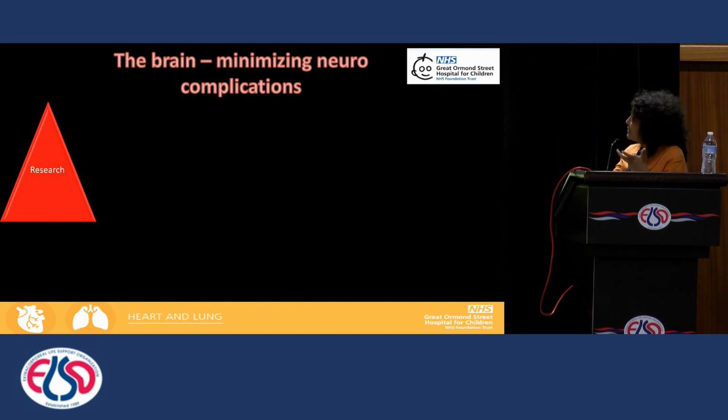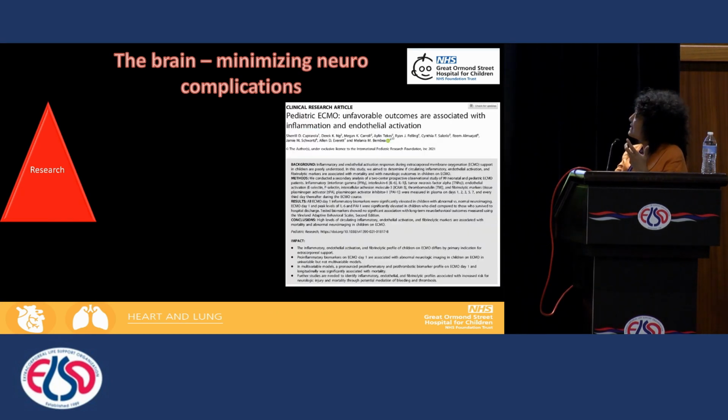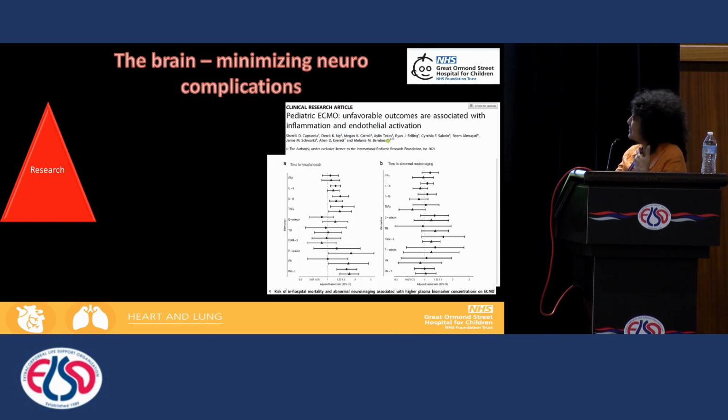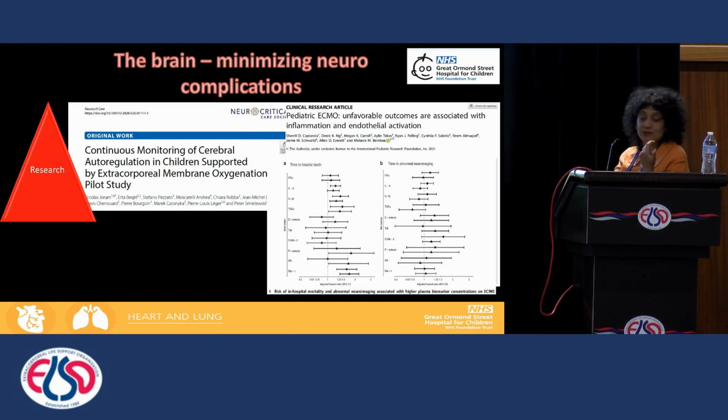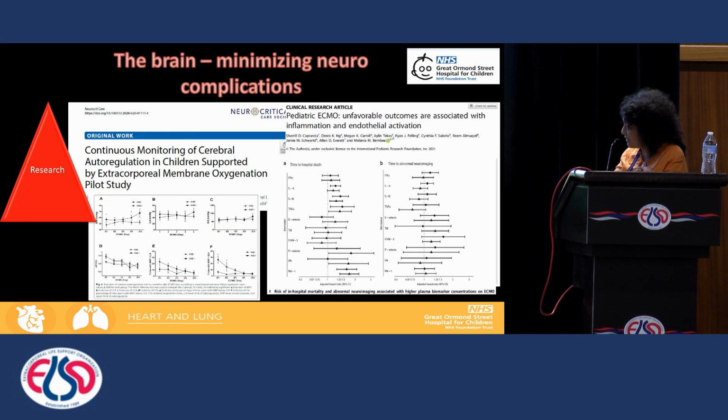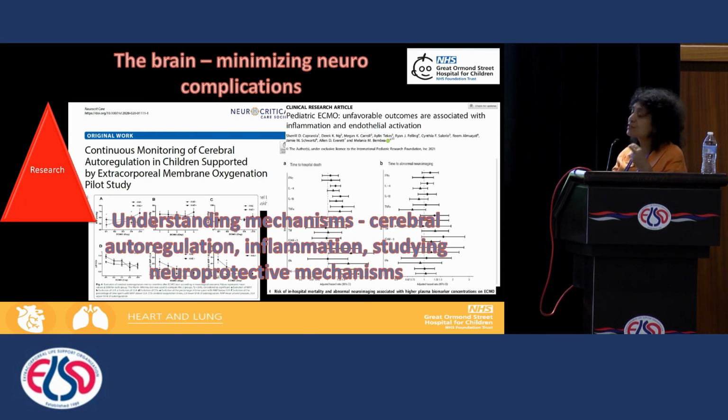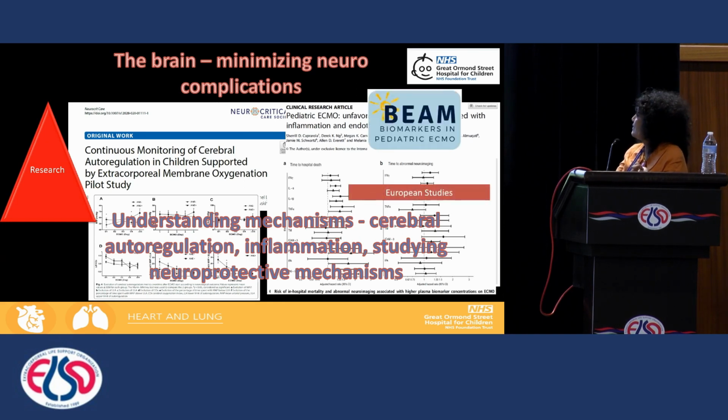We need more research to identify and minimize neuro complications. What is it that targets these children to get neurological complications? Is there inflammation? Is there endothelial activation? And Melanie Bembier's group is looking at this. We've already heard about early recognition with continuous monitoring of cerebral autoregulation. But I think it's crucial to understand the mechanisms of cerebral autoregulation, inflammation, study these neuroprotective mechanisms so that we can apply.